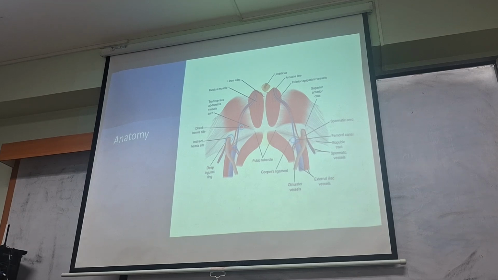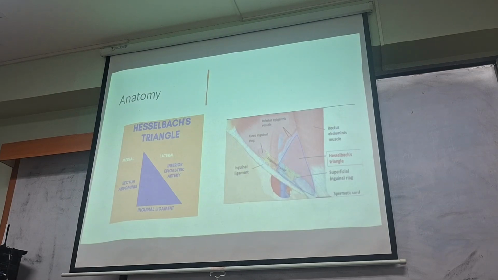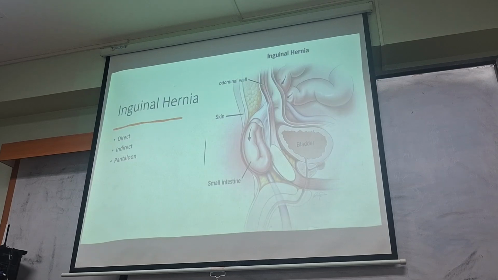So a direct hernia is going to pass through the deep inguinal ring. Okay, there's the back triangle, the borders, and the adjacent structures to those borders. Inguinal hernias can be direct, indirect, or pantaloon. It should be a combination. So, indirect hernias are congenital, direct hernias are acquired, pantaloon hernias are a combination of both.